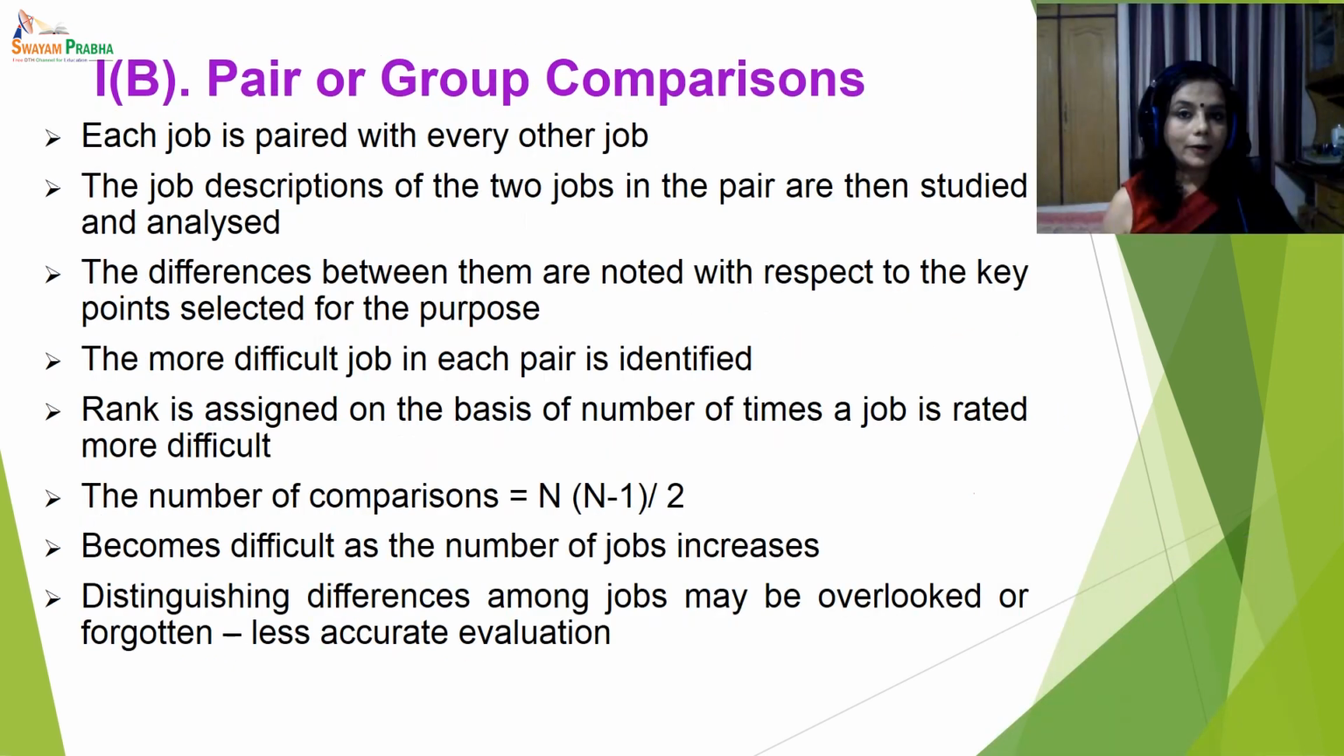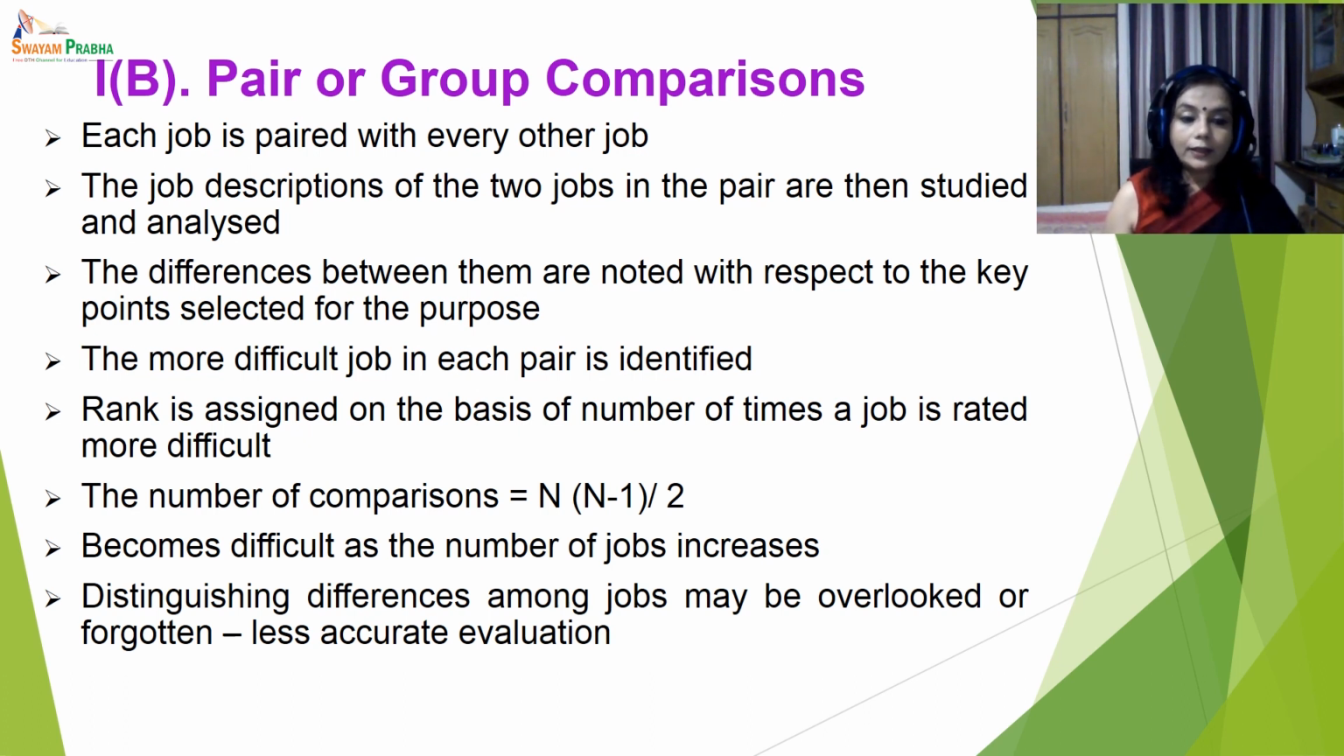The second ranking method is pair or group comparison. Here, as the name suggests, each job is paired with every other job. The job descriptions of the two jobs in the pair are then studied and analyzed. The differences between them are noted in respect to the key points selected for the purpose. The more difficult job in each pair is identified. Rank is assigned on the basis of the number of times a job is rated more difficult.